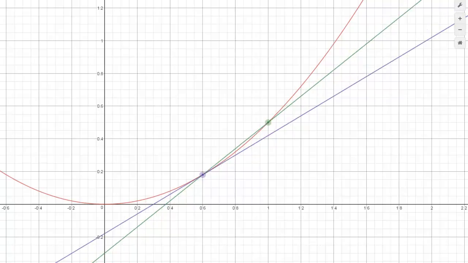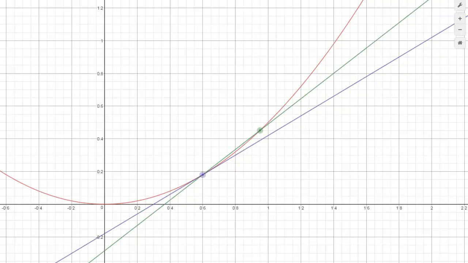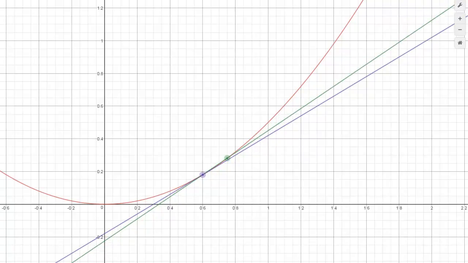So watch what's going on here. Oh, wrong one, sorry. Moving the wrong thing. I moved all of them together. I need to just move this. So let me move that back to where it was. I think it was about right there. Okay, I need to move just the green point. So watch here as I move it closer and closer to the purple point.